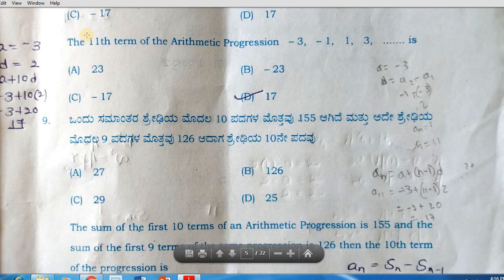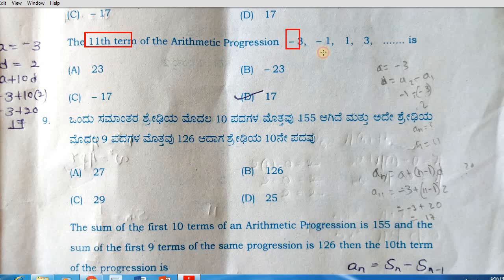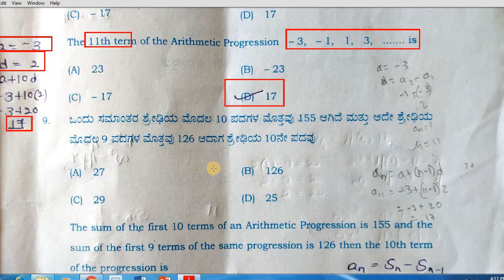Next question, children. The 11th term of the arithmetic progression -3, -1, 1, 3, and so on is. Here one progression is given and they are asking to find the 11th term. So first we need to identify the first term. a equals -3 and d equals 2. Now find the 11th term. The 11th term we can write as a plus 10d. Substitute the values. It gives the answer 17. Hence option D is right for this question.